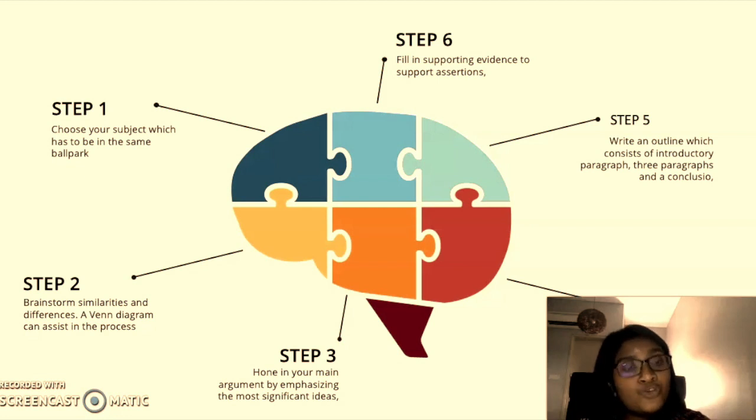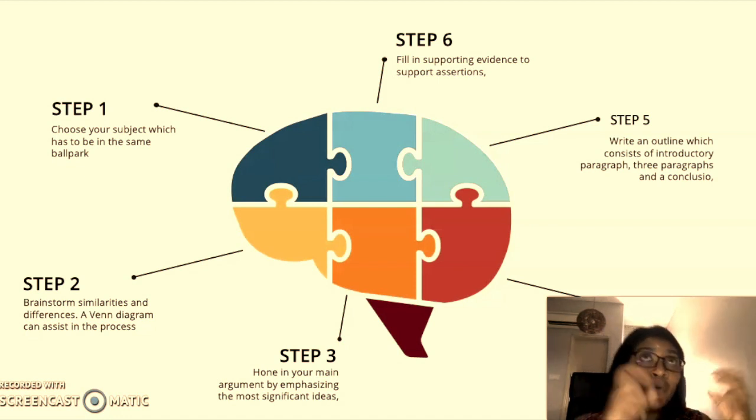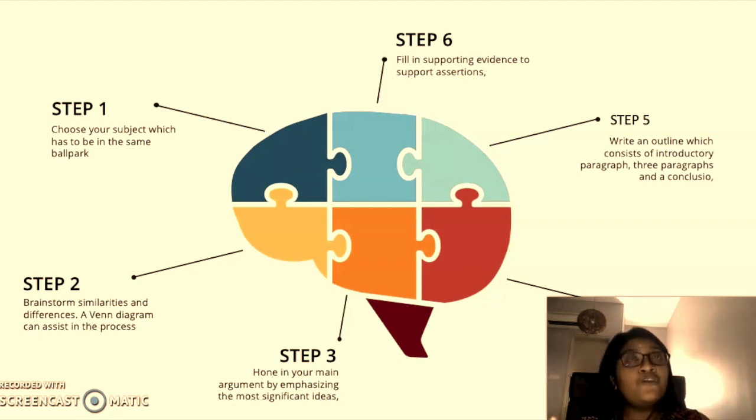And third step, you try to hone your main arguments based on the most significant ideas. That means you look at the similarities and try to expand and elaborate further on them. And then you also look at the differences that you have highlighted and what the connecting themes between them are. For example, in private school, you have to pay a certain amount of fee, and in government school it is free. So the connecting theme here is finance.